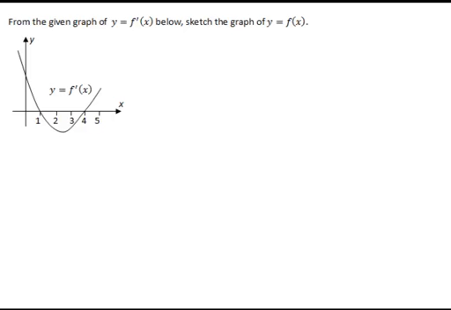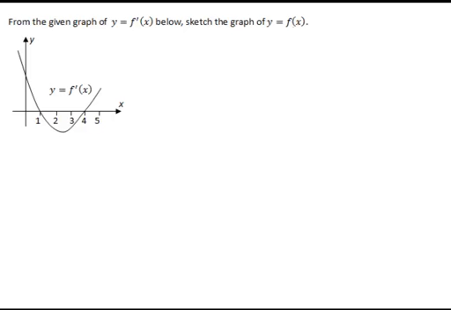All right, here we're going to really look at the connection between the graph of the derivative of the function and the graph of the function itself. So in this particular problem, we're given the graph of the derivative of f, and from this graph, we want to sketch what the graph of the function y equals f of x looks like.